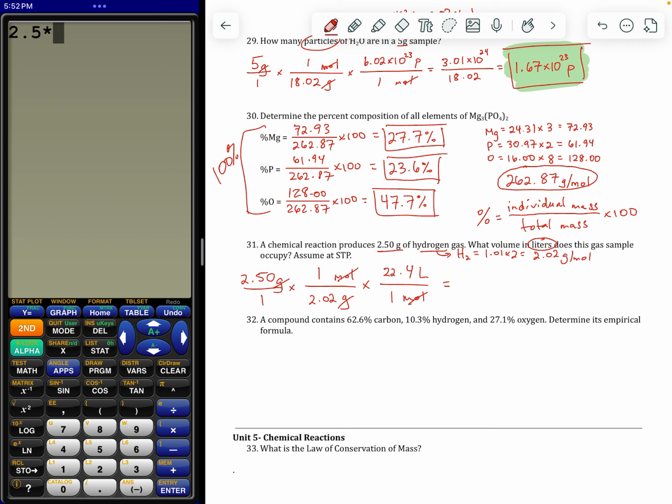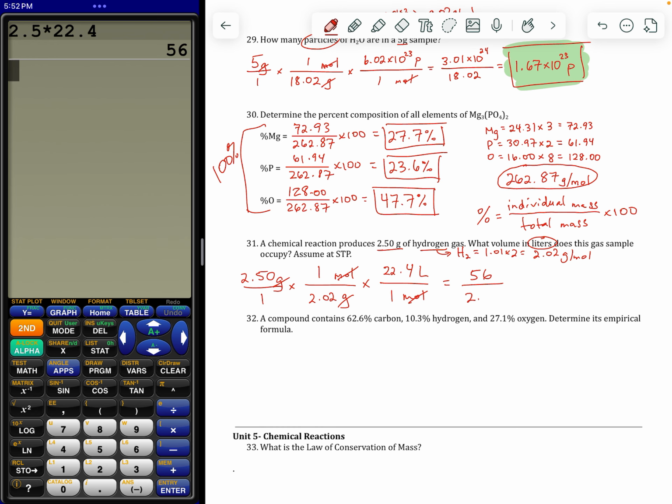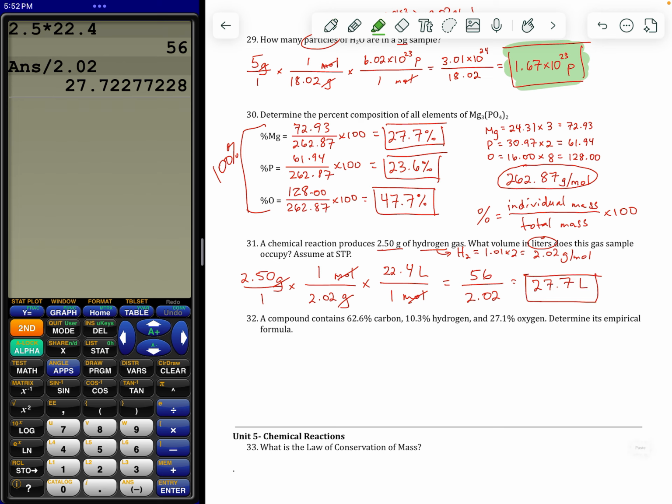Let's simplify at the top, which is 56, divided by my 2.02, and I get 27.7 liters. And that's my final answer.